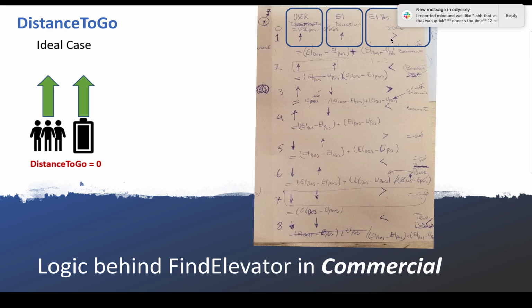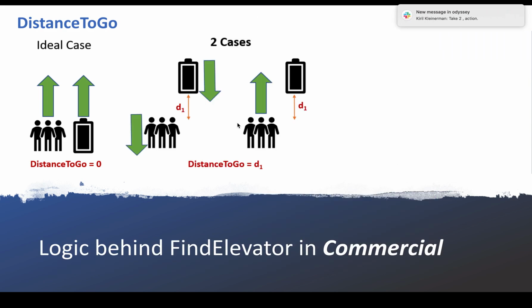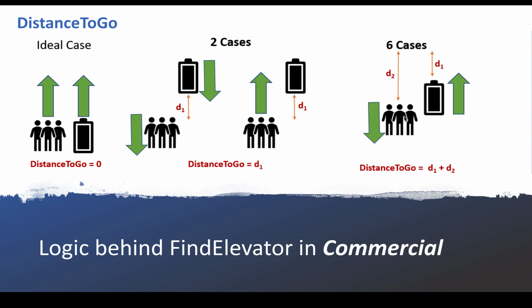In relation to the user position, there are 8 different conditions, which look a little complicated at first look, but 2 of these cases are very simple. The elevator and the user have the same direction, and the elevator has not yet arrived. So the distance to go is equal to the distance between these 2. And in the 6 other cases, the distance to go is the distance that the elevator needs to travel to the end of the destination and then come back to pick up the user.